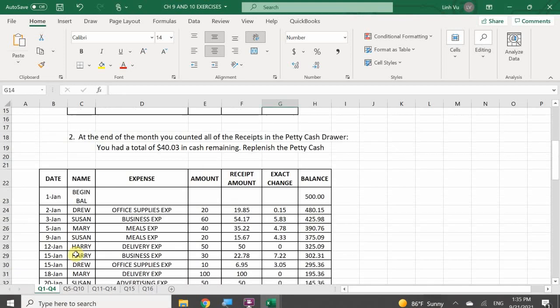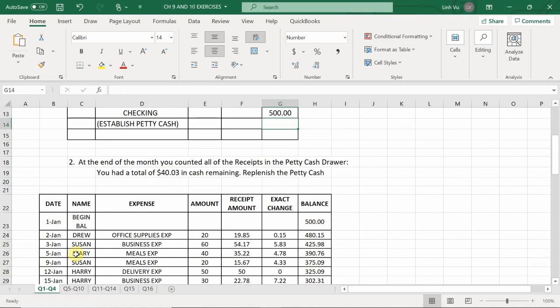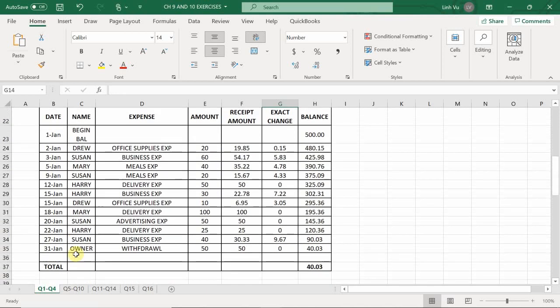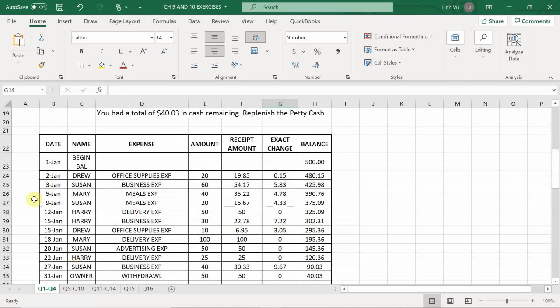The next part, the question says here for question number 2, at the end of the month, you counted all of the receipts in the petty cash drawer. Okay, so then the question says that you had a total of $40.03 left in cash remaining. Replenish the petty cash fund. So in this case, here's a list of all of the expenses that occurred.